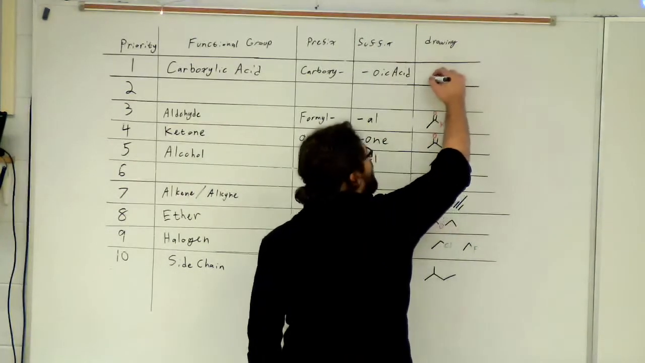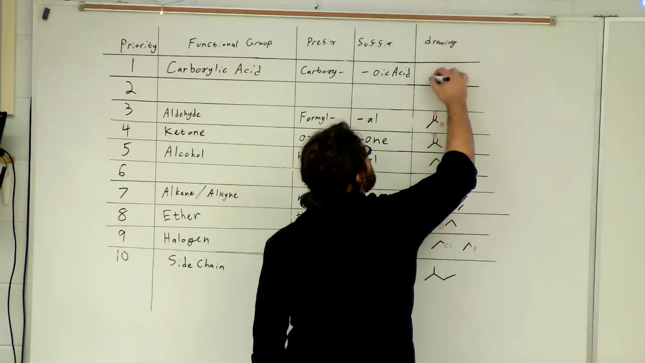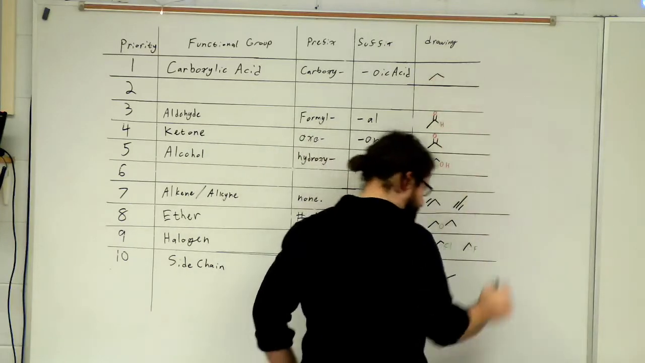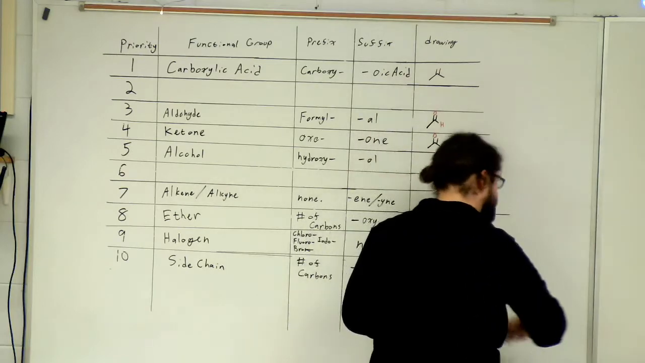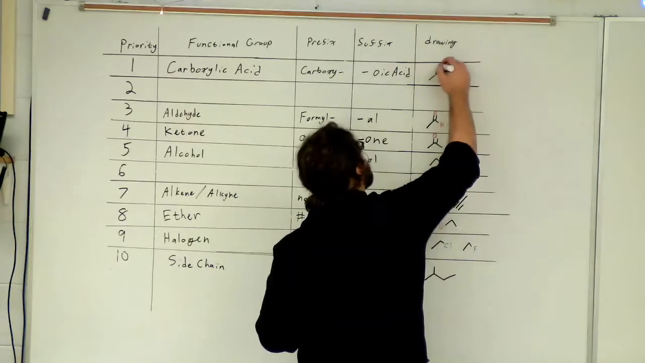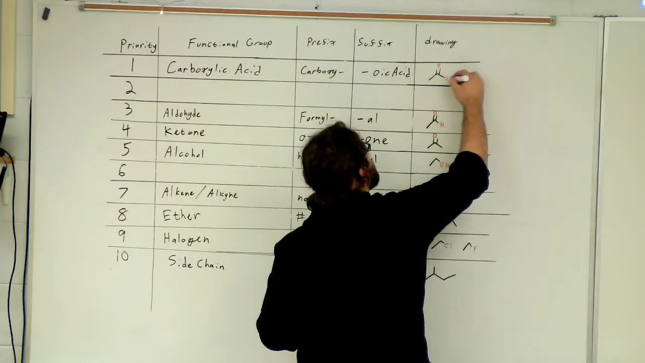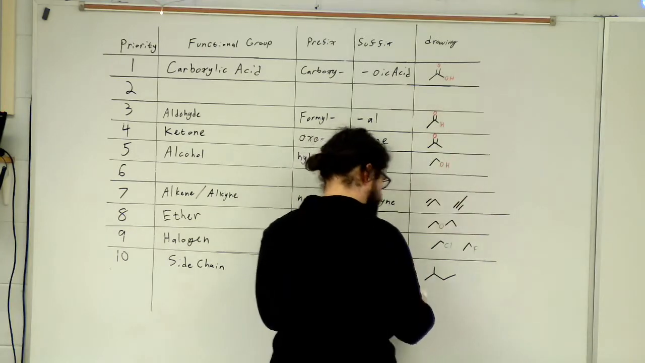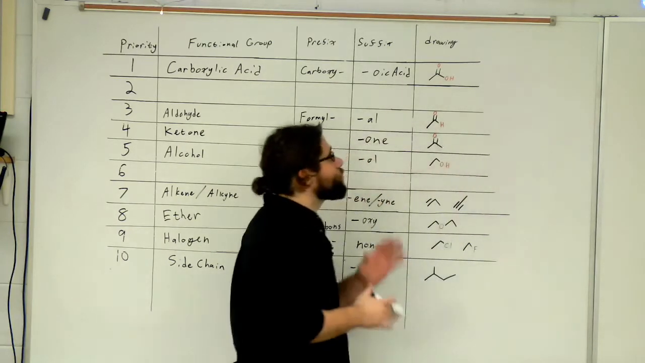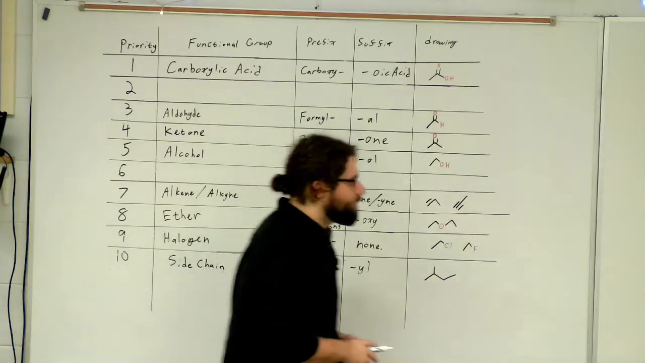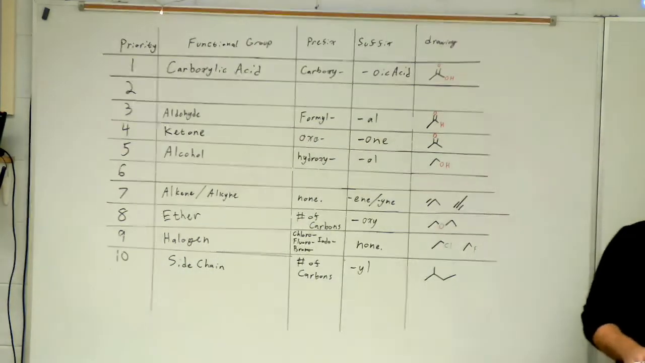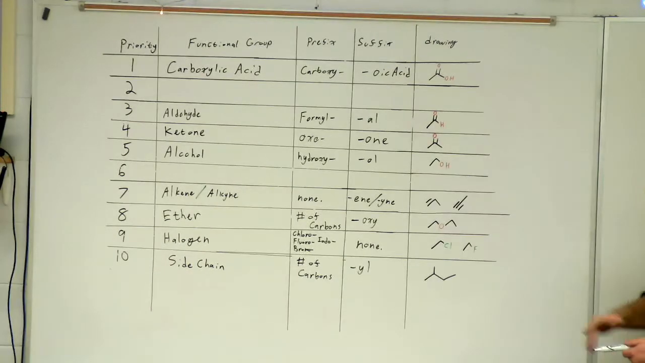The drawing for this is going to be, let's just draw ethanoic acid. We're going to have a ketone attached to an alcohol. That's really the structure of the carboxylic acid. So let's look at our examples. Let me get out of the way so you can see the whole thing. We'll look at our examples and we'll use these priorities to make sense of them.